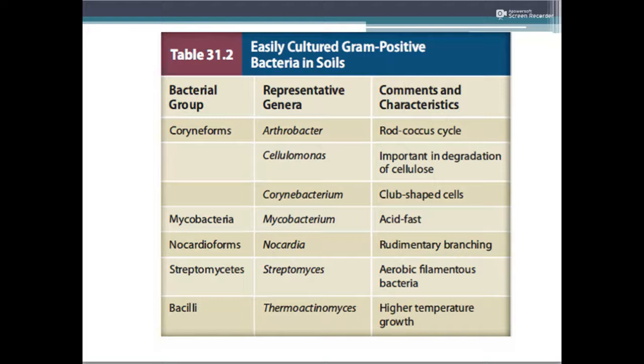Coryneforms can be present, like Corynebacteria. I hope you remember Corynebacterium diphtheriae, which causes diphtheria. Corynebacteria are usually club-shaped cells. Then you have Arthrobacter, which has a rod as well as a coccus cycle, and Cellulomonas, which is important in the degradation of cellulose. So I guess you got an idea about the different bacteria present in the soil.